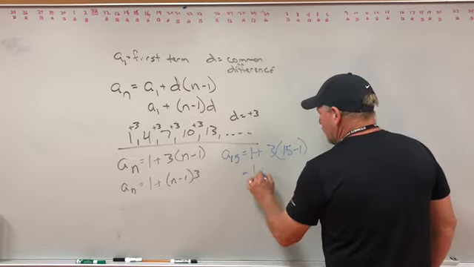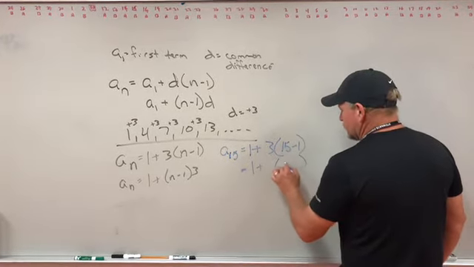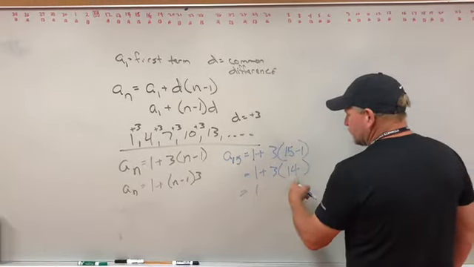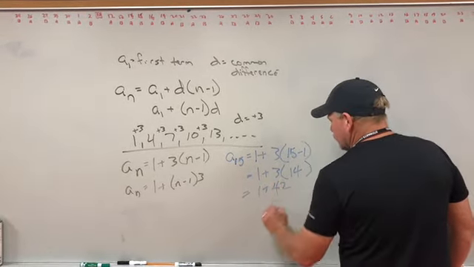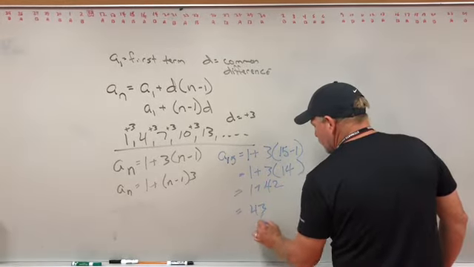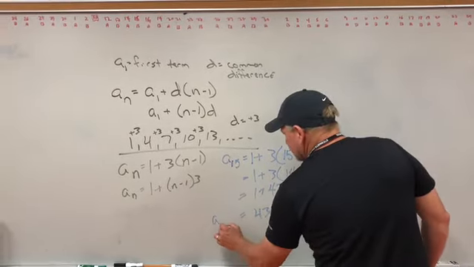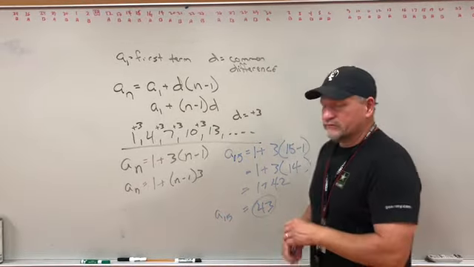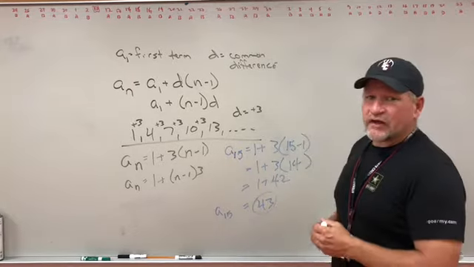So now you get 1 plus, I've got to do the parentheses first. Remember your PEMDAS. So I've got 1 plus 3 times 14, which is 42. So I add those together and I get 43. So the 15th number in the sequence is the number 43. Okay? So that's a great example of how we do that.